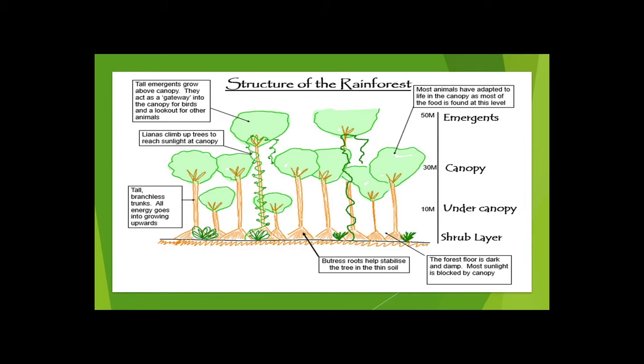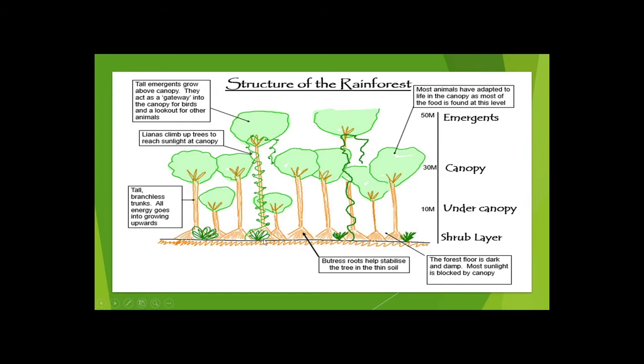So, as we can see, there's a lot of competition in the tropical rainforest, and we're going to have a look at what the animals and plants do to survive. You're familiar with vines that you see climbing on the side of a house? In the tropical rainforest, we call them lianas. They climb up trees to reach the sunlight at the canopy.